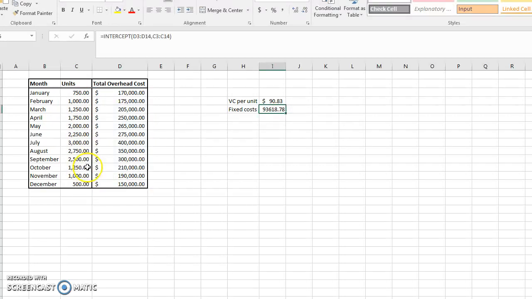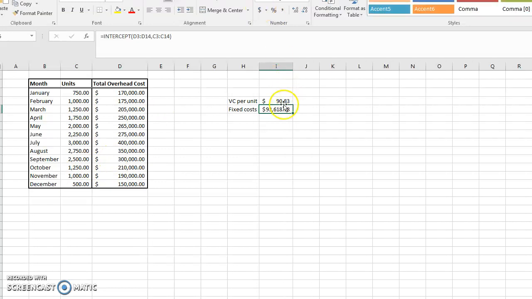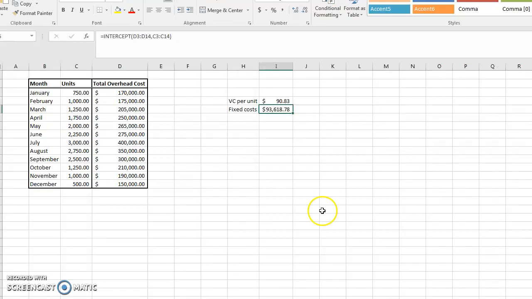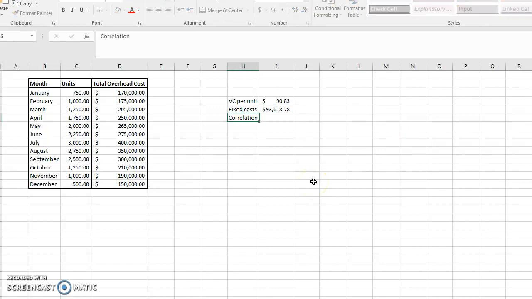That's my intercept. Okay? And I'll format currency. And then we can say our coefficient of correlation, which is our correlation. So we can just come over here and go Pearson.